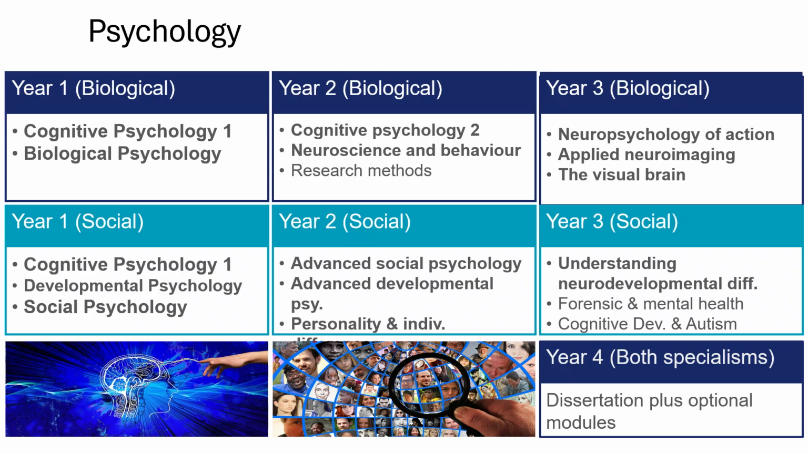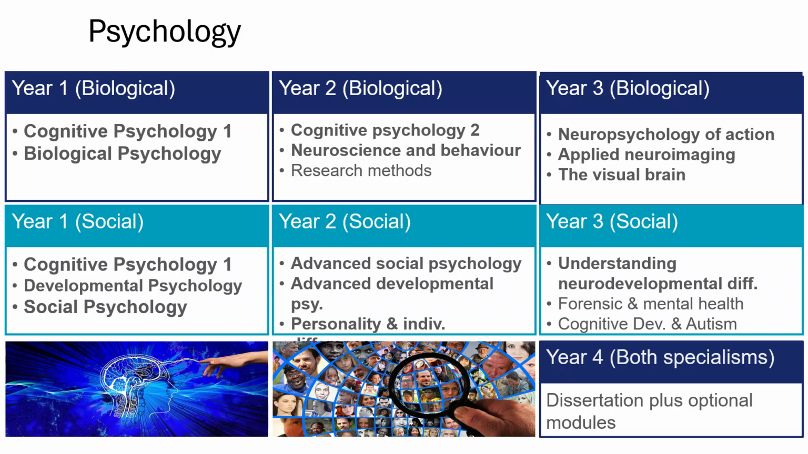Cognitive psychology is a core module that is shared by both specialisms, and it's looking at the study of mental processes, so the ways in which we gain information from the world, how that information is represented and then transformed as knowledge. Then, obviously, in the case of biological psychology, you will study how physiological, anatomical, and genetic processes are used as a way of understanding psychology in the first year.